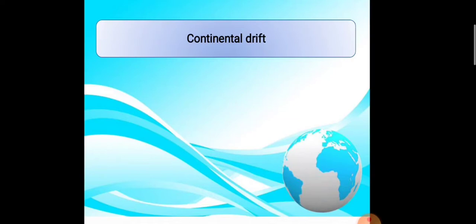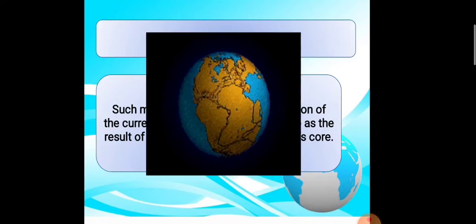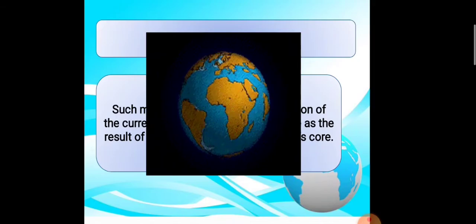So next is the continental drift. Such movement is due to the convection currents generated within the mantle as the result of the heat coming from the planet's core.